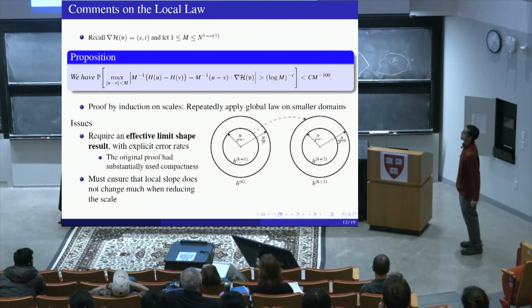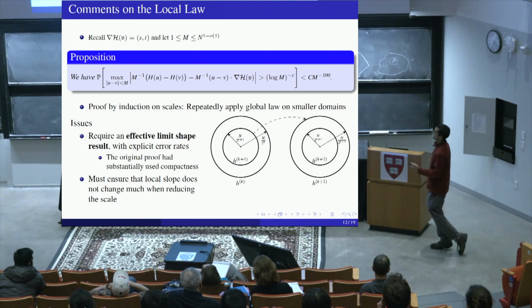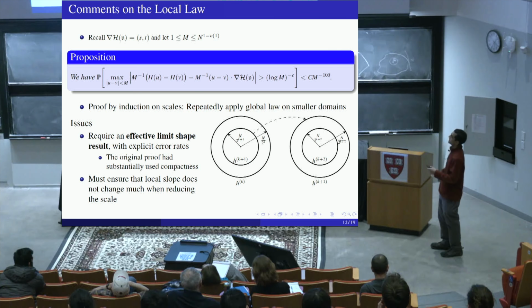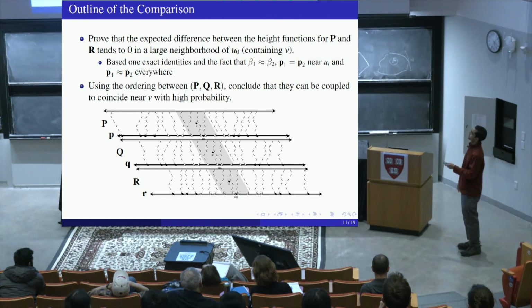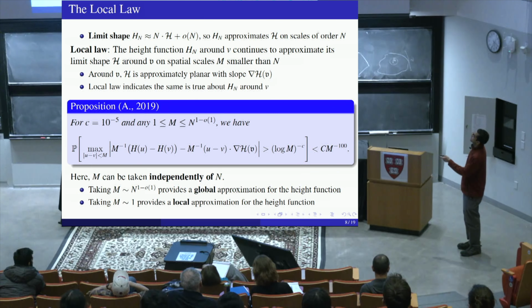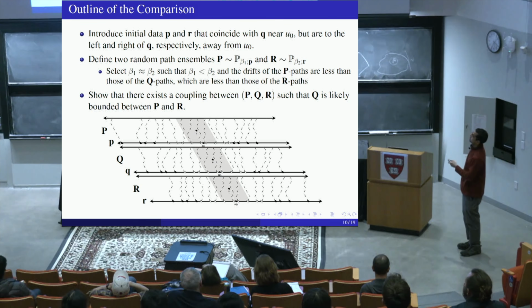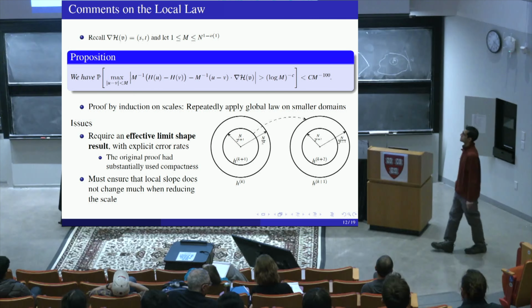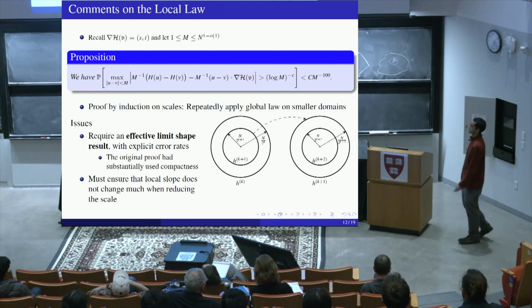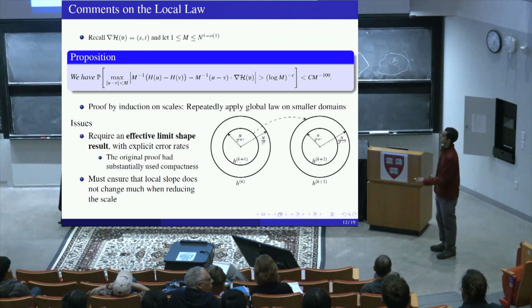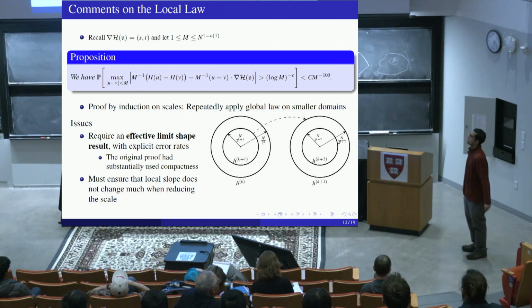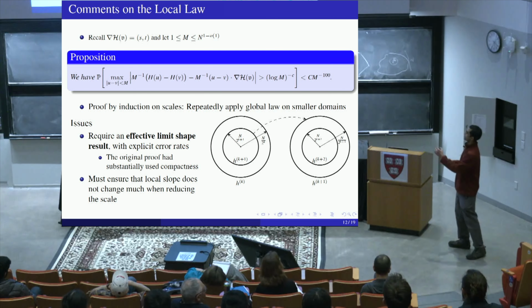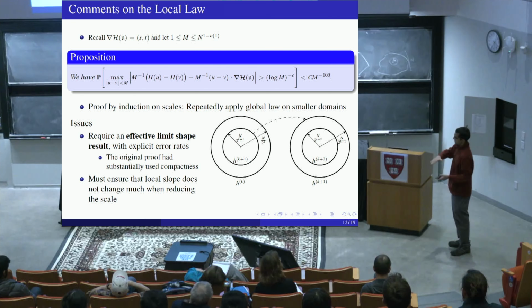The issue with this is that it requires an effective limit shape result with explicit error rates. I need to actually quantify the rate of convergence, in particular this little o of n. That's point 1. This is somewhat tricky because the original proof used compactness in a non-trivial way, so it didn't actually give quantitative control. Point 2 is that I'll need to ensure that as I keep shrinking the domain, the gradient does not change too much.